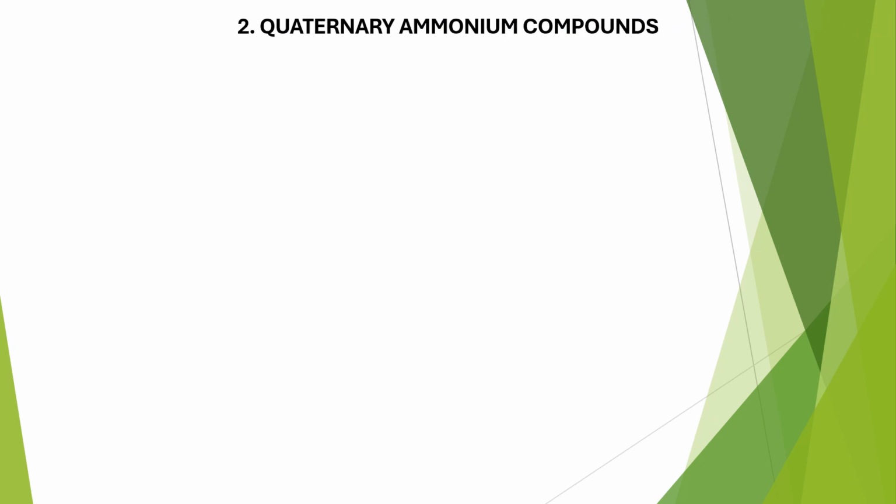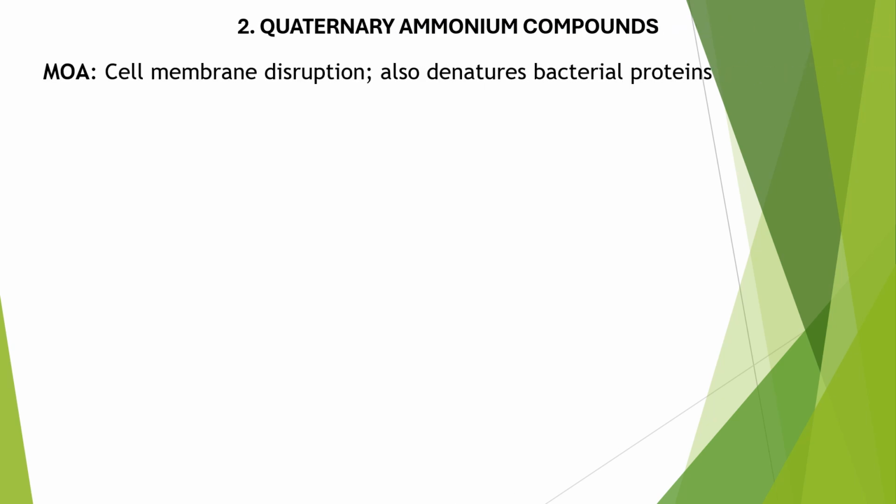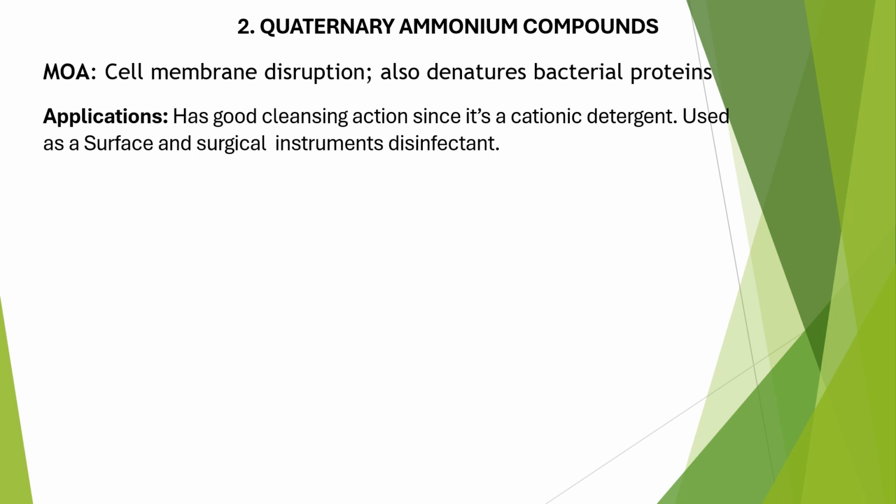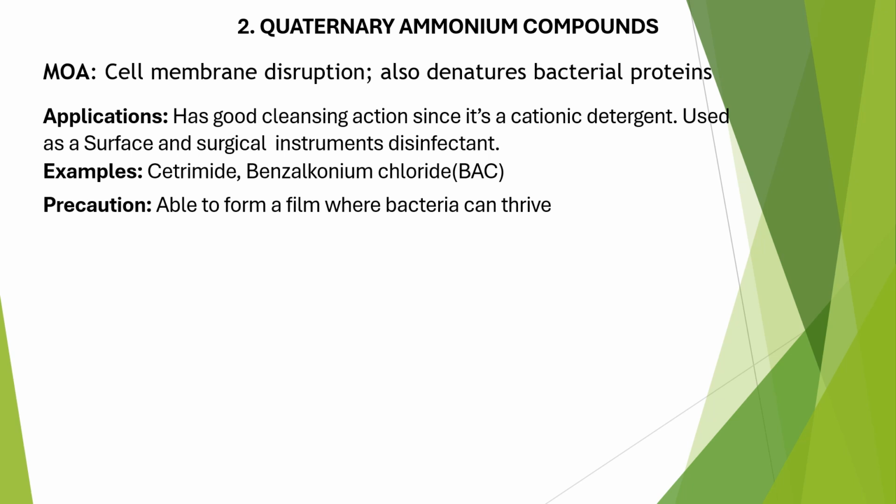Then we have the quaternary ammonium compounds. They cause cell membrane disruption and they also denature bacterial proteins. Where are they used? They have good cleansing action. Why? Because of them being cationic detergents. So they are used as surface and surgical instruments disinfectants. Those are the examples. Precaution is that they are able to form a film where bacteria can thrive. So cetrimide is an example.